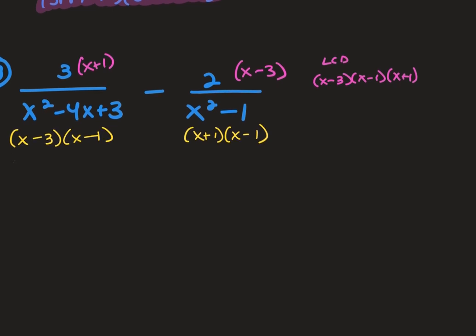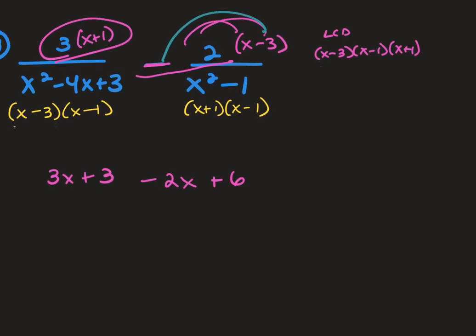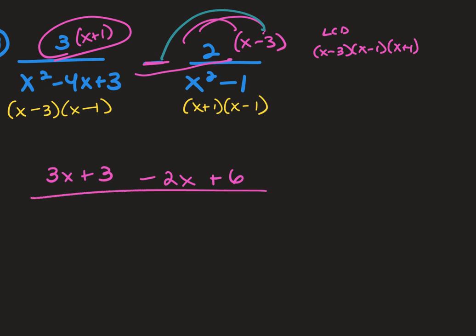So on the numerator, on the first one, I'm going to distribute this out. I'd get 3x plus 3. On the second one, this negative has to go with that too. So the negative 2 is getting distributed. I get negative 2x plus 6. And that negative getting distributed to that negative 3 is probably one of the most common mistakes people make. Then this whole thing goes over the x minus 3, the x minus 1, and the x plus 1.